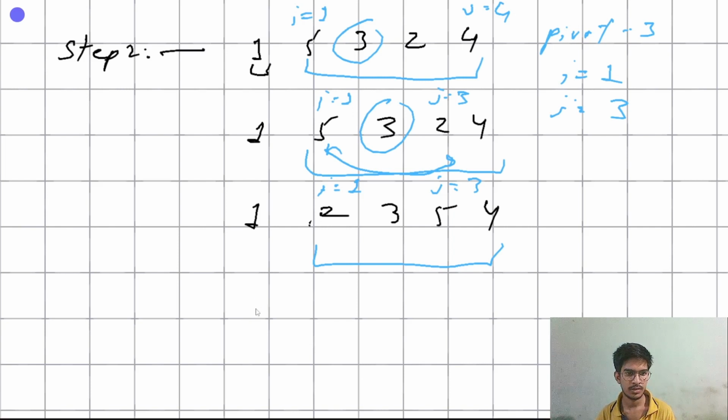Okay, so the array is 1, 2, 3, 5 and 4. i will become equal to 0, and j will also be decremented because there are no elements less than 3 on the right-hand side. So it will be i equal to 0.